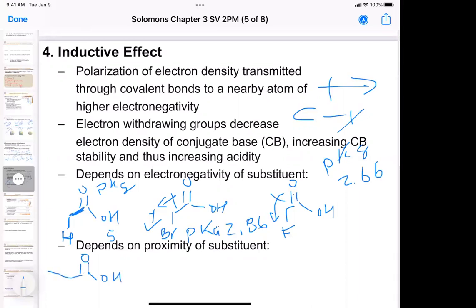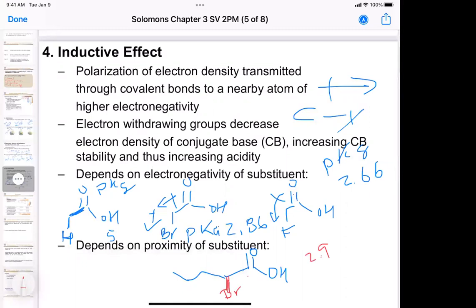Let's draw this over here. I'm going to change this up, and we're going to draw a slightly larger carboxylic acid. This still has a pKa around 5. It's just like acetic acid, just has a longer chain. And if I was to put that bromine right here, we would see the pKa of that would be about 2.9. So if the bromine was here, it'd be about 2.9.